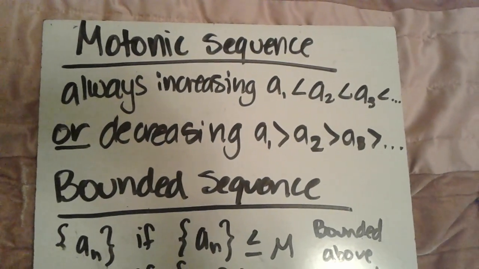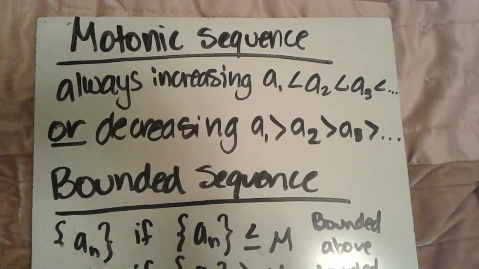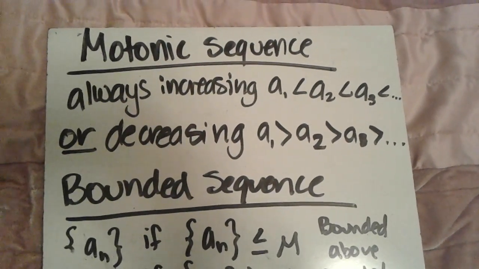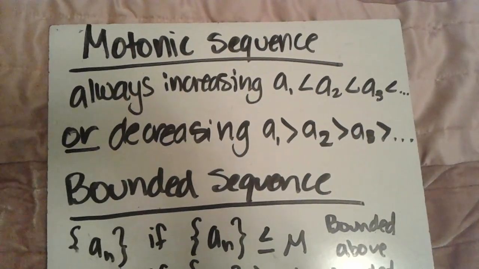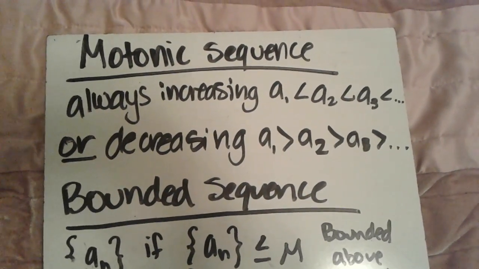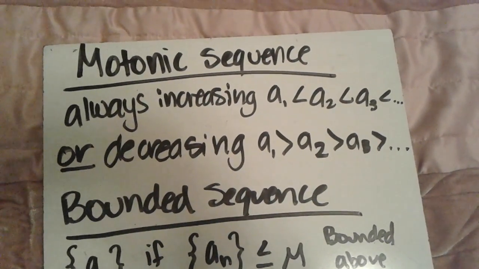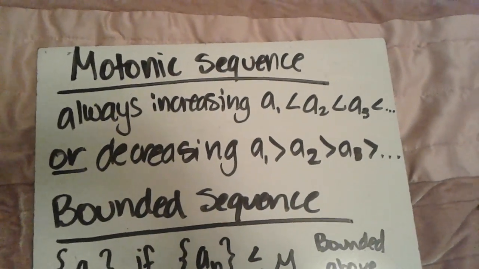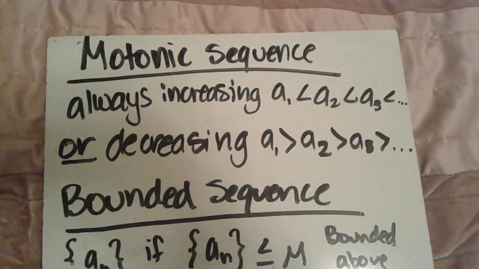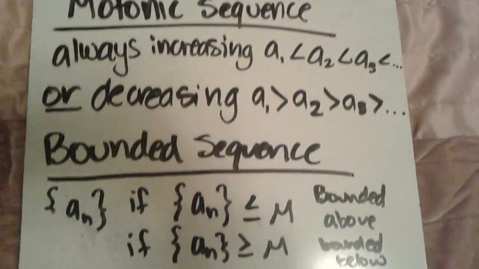A monotonic sequence is also important to know. For a monotonic sequence, it is always increasing, for example a of 1 is less than a of 2, less than a of 3, and continued on, or it's decreasing, a of 1 is greater than a of 2, greater than a of 3, and continued on. It has to always increase or always decrease to fit.